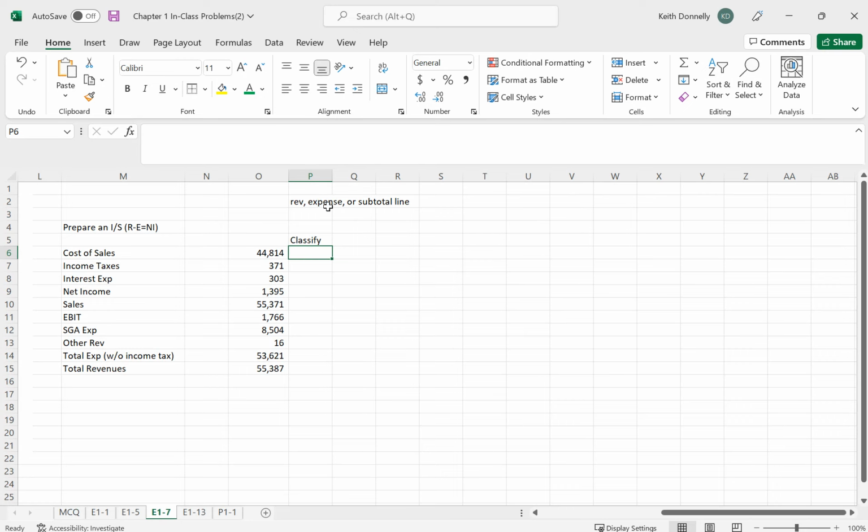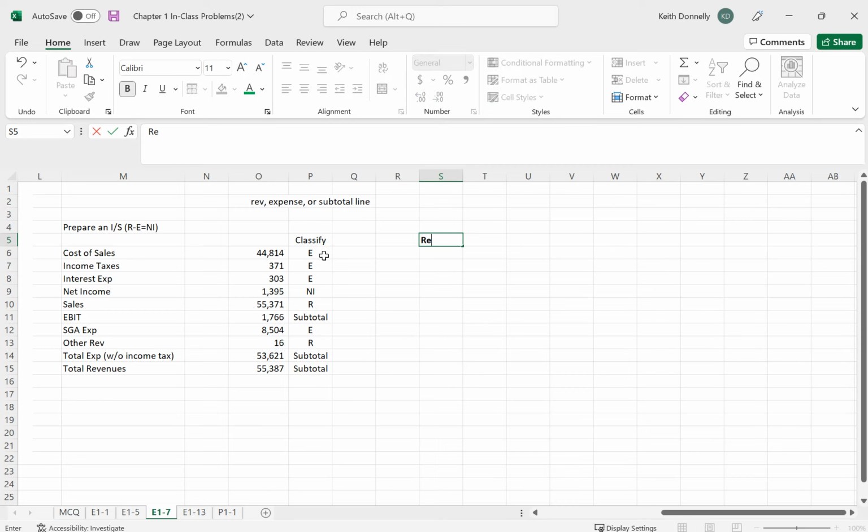So here, cost of sales. Remember we said that cost of sales and cost of goods sold is an expense. We'll learn about in the income statement chapter what that means. But for the time being, just be aware, cost of goods sold, cost of sales is an expense. Income taxes are an expense. Interest expense is an expense. Your net income is your net income. Your sales is a revenue. Your EBIT, your earnings before taxes, is going to be a subtotal. Your SG&A is an expense. Your other revenue is a revenue. And then your total expenses without income taxes and your total revenues are subtotals.